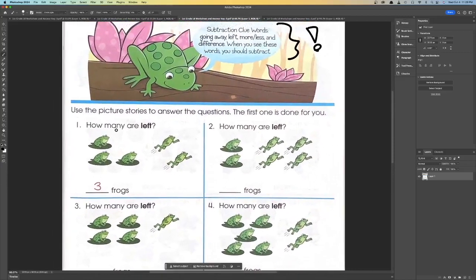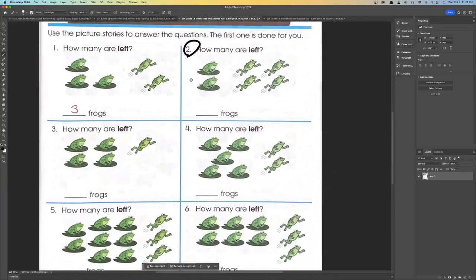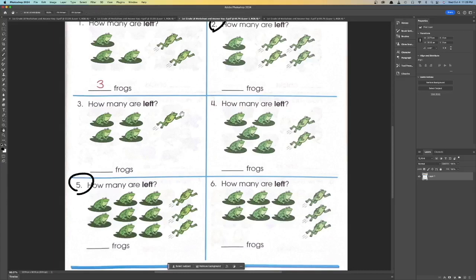So in the example, it says how many are left. Left is one of the keywords, which is right here. And it's about subtraction. And let's just do 2, and let's do 5.